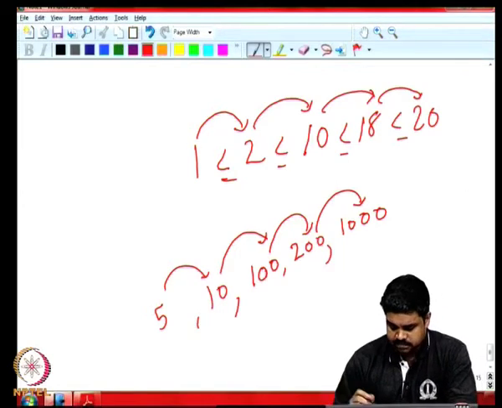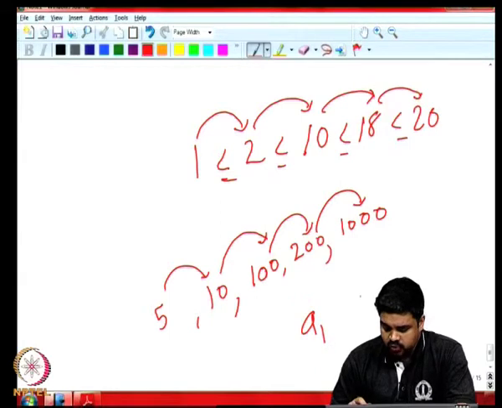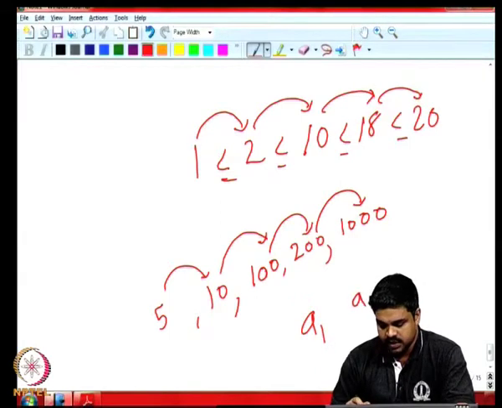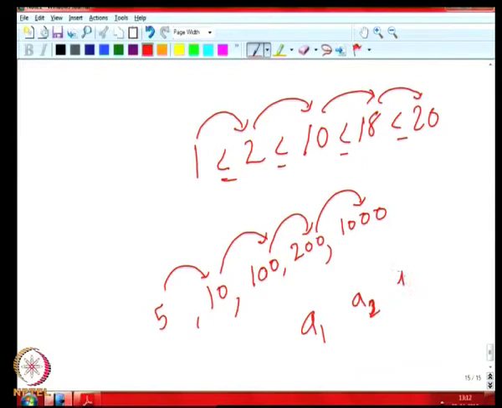A chain means some members of the partial order that we can arrange in such a way that this is related to this, this is related to this, this is related to this and so on. This is called a chain, and we can talk of longest chains here, starting from some element and ending at one element. It makes sense if the partial order is finite.